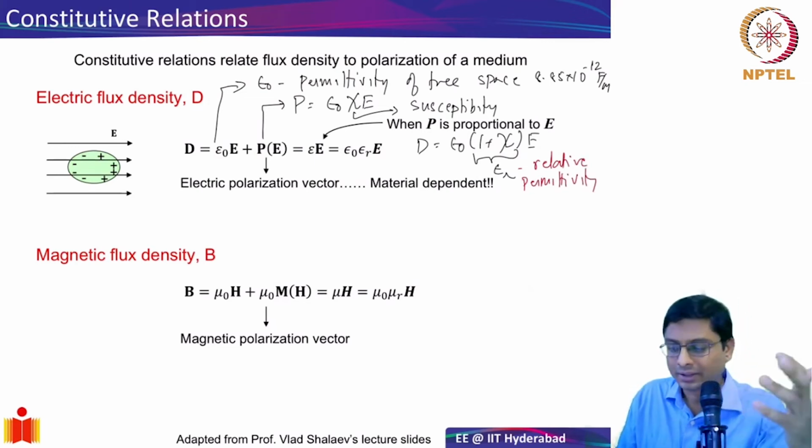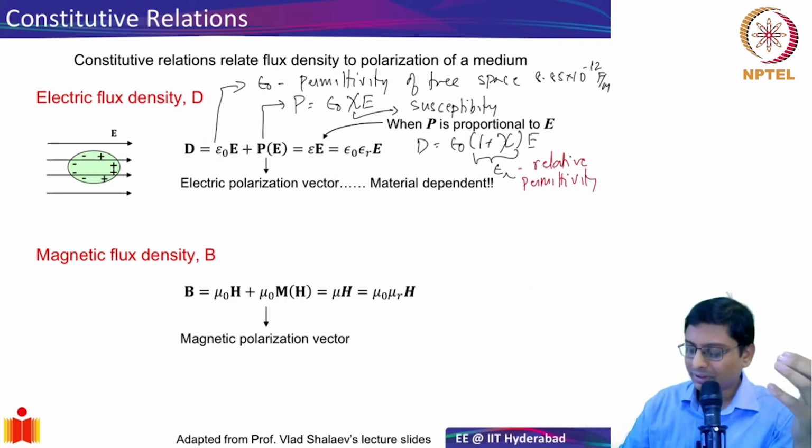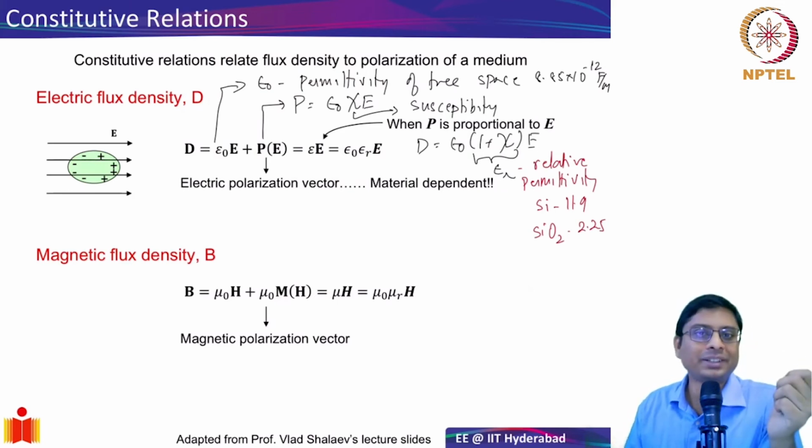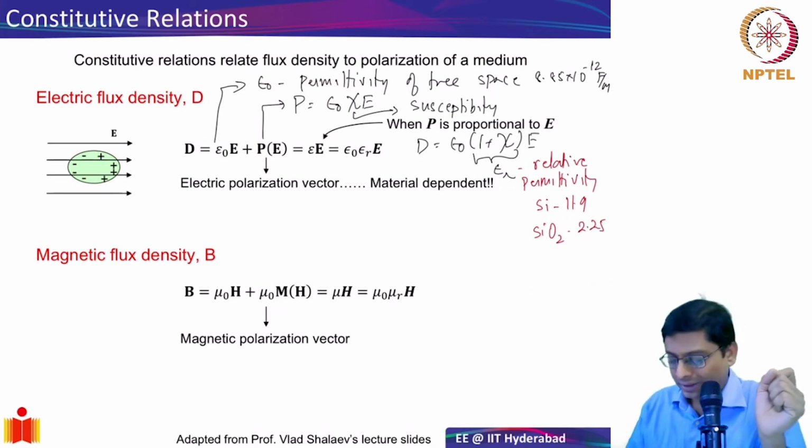For example, if I take silicon, the permittivity is going to be 11.9. If I take silicon dioxide, the permittivity is going to be 2.25, and so on. So this will be material dependent. So this is how various materials respond. So to capture that, we use the constitutive relations, right?